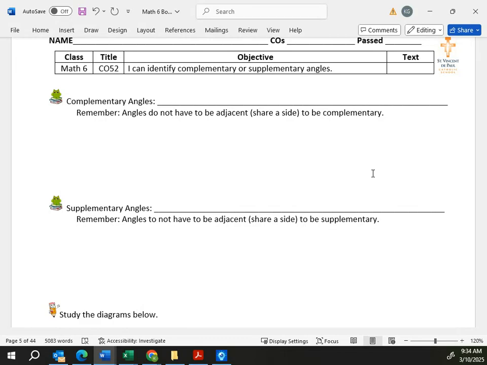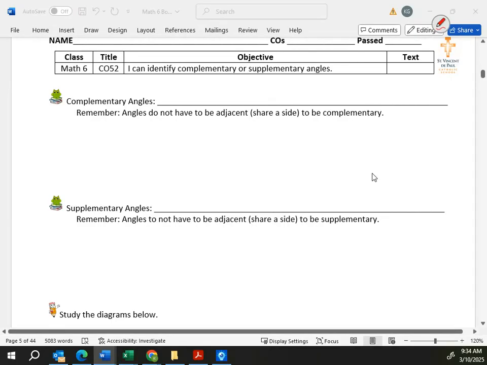We are doing CO52. I can identify complementary or supplementary angles. So in order to do that, we need to know what those words mean. Some of us that were working on our Khan Academy have a good understanding of complementary and supplementary. Some of us skipped it because we knew we were going to get it explained today. But this is part of our Khan Academy assignments.